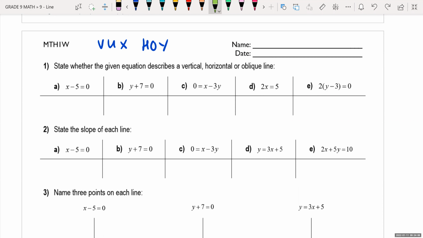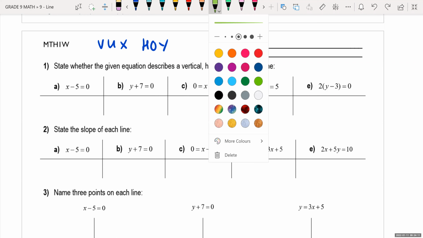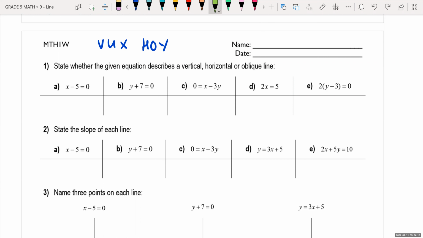I'm wondering why all these pens are so not thick. Like, who changed my settings?